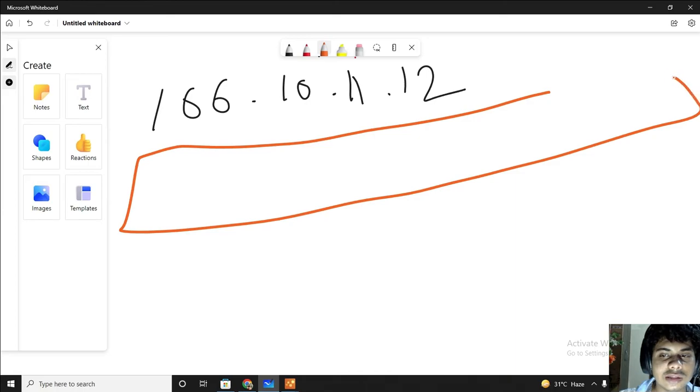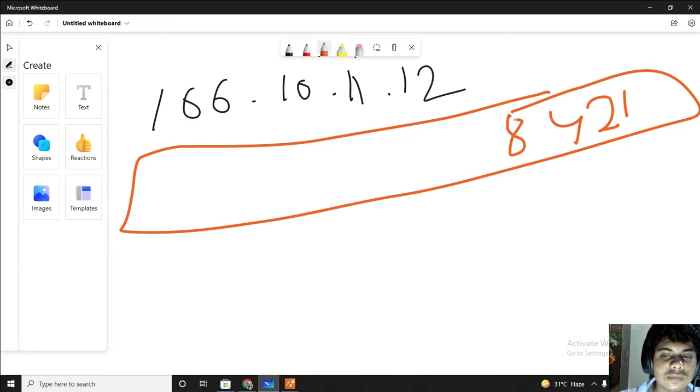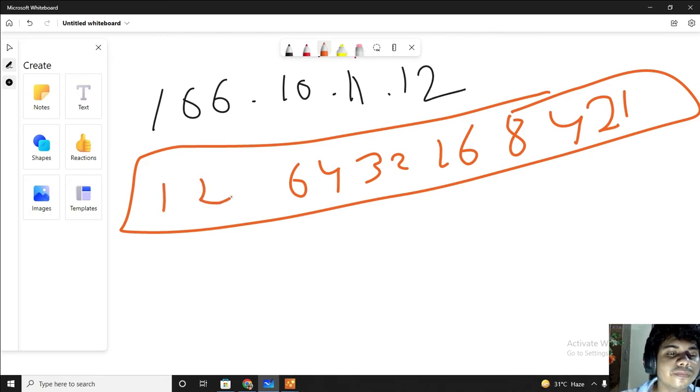So I will write in this block 1 and 2 and 4 and 8 and 16 and 32, now 64, and then 1 rotate. I think 1 2 3 4 5 6 7 8. Let me check again. 1 2 3 4 5 6 7 8. So you can see that my total 8 bits are there.